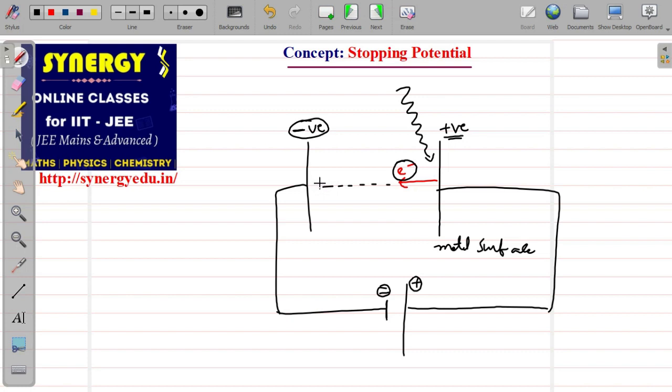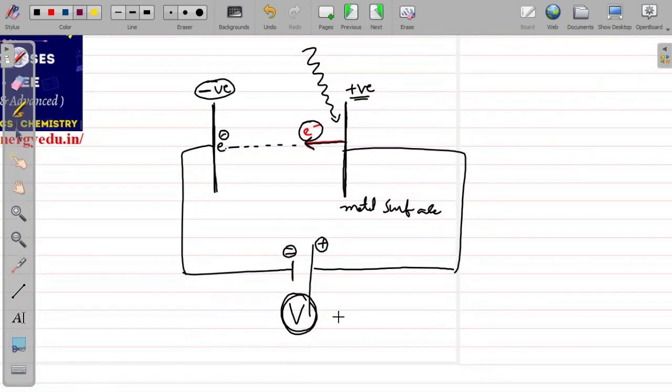So what is the minimum voltage required in order to stop the electron just before reaching the opposite plate? This is the opposite plate and this is the source of the electron. Now the electron is released from here, and what is the minimum voltage you have to apply on the battery so that the opposite plate will be charged sufficiently to stop the electron just before reaching the plate? This voltage is called the stopping potential. If the electron comes to a stop here, this is called stopping potential.